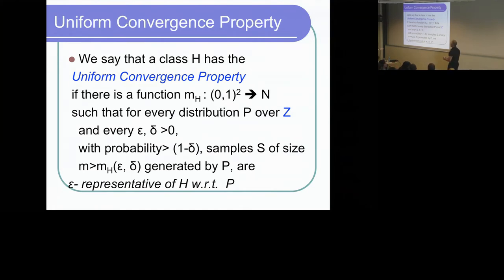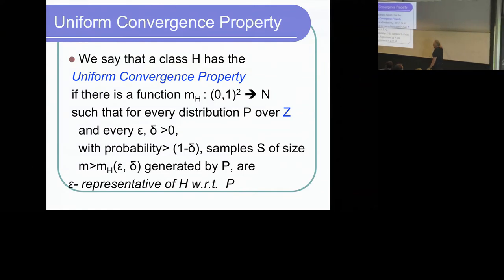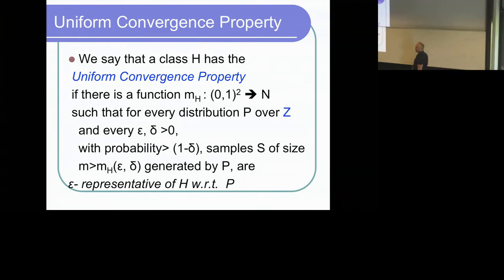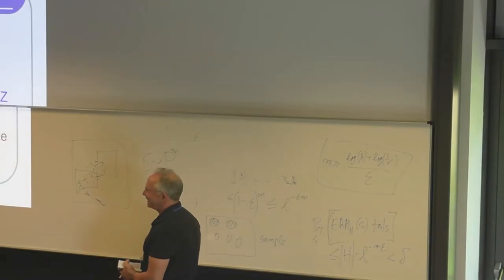What I'm missing here is the samples. What I mean by sample is IID sampling from P. So always my sample S is generated from P to the m, from m copies of P.